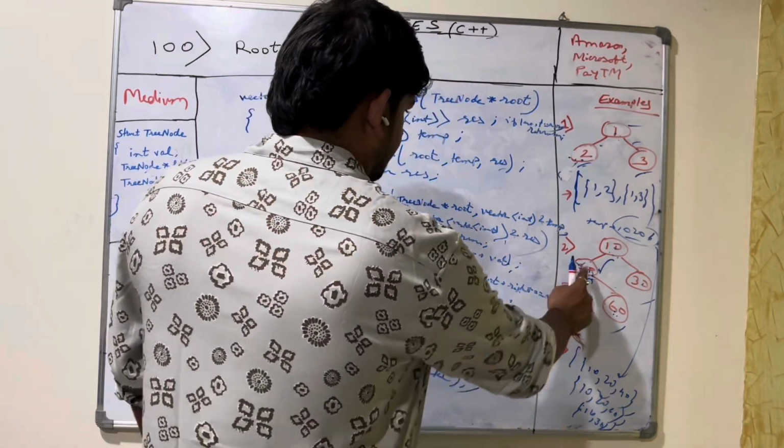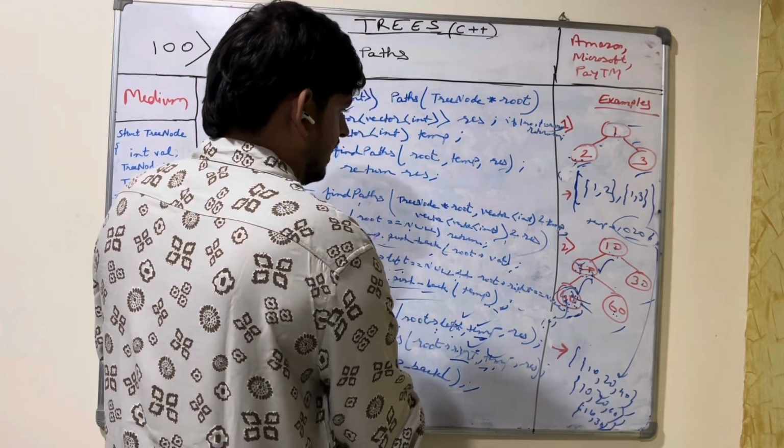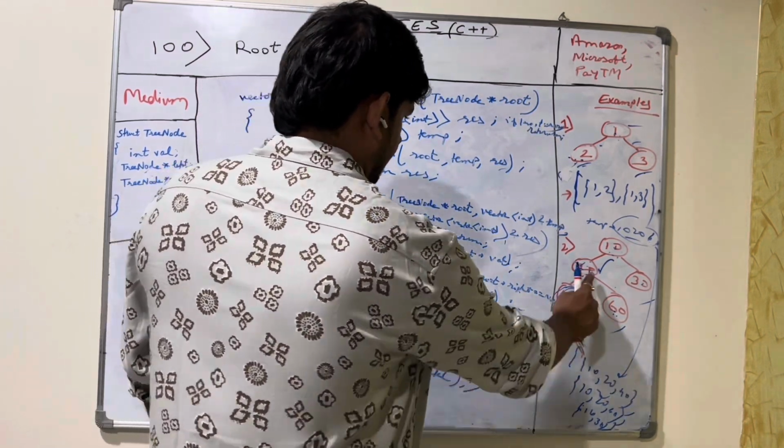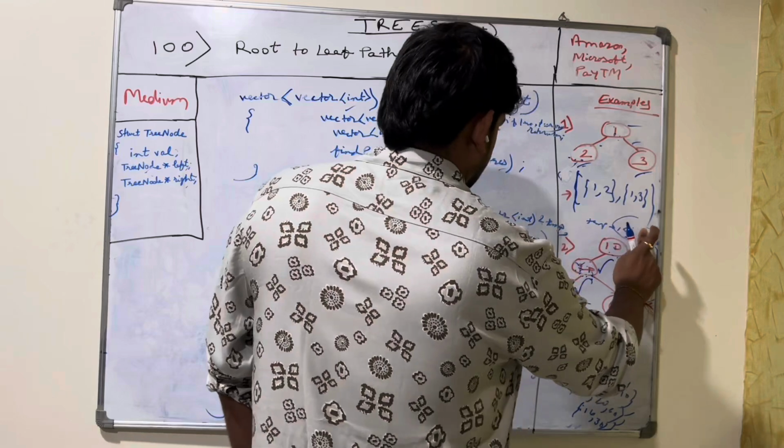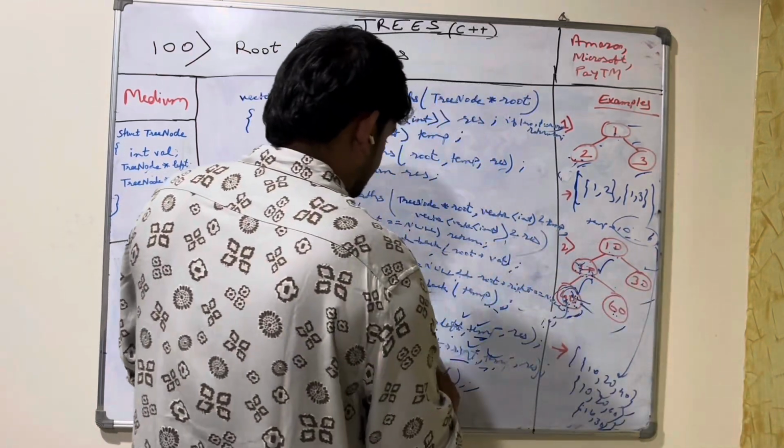So for 20 we have gone to the left, gone to the right. Now we will pop back the element 20. So 20 would be popped out. So now for left we have done. Now we will go to the right. Okay, so temp right, root 30.